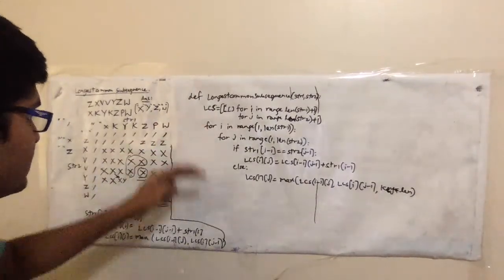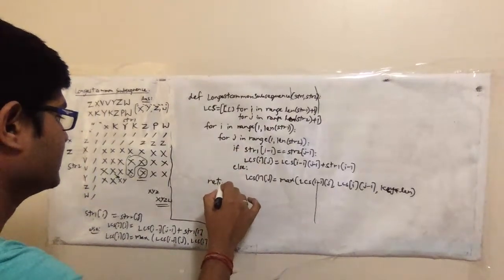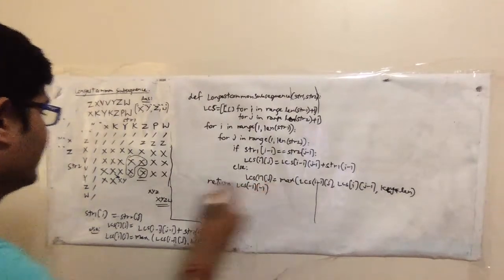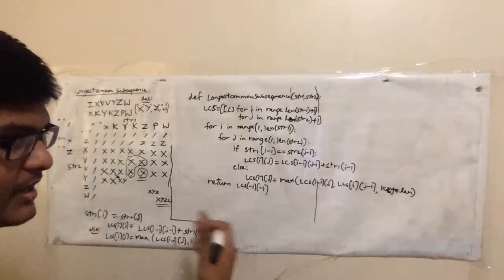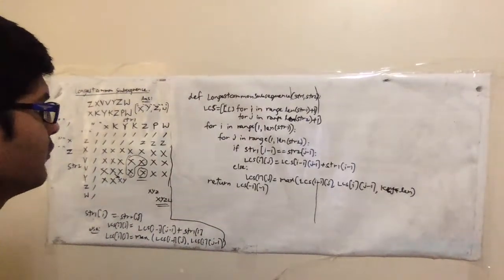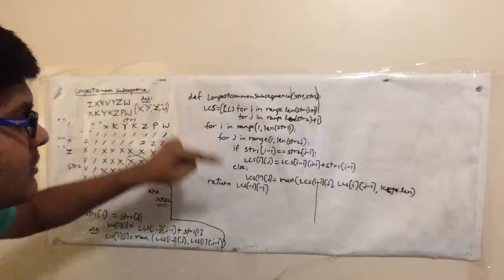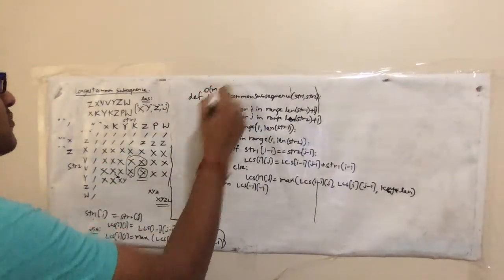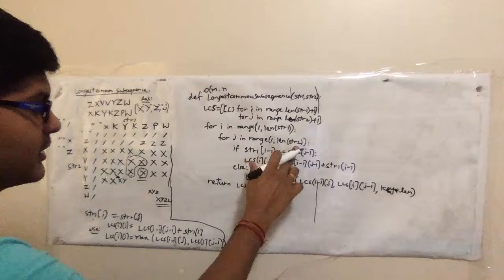So we calculate up to the last part, and we can return LCS of -1, -1, which is Python's way of getting the last row, last column element. Okay, so what we are doing here is iterating the length of string 1, which is m, and iterating into n, where n is the length of string 2.